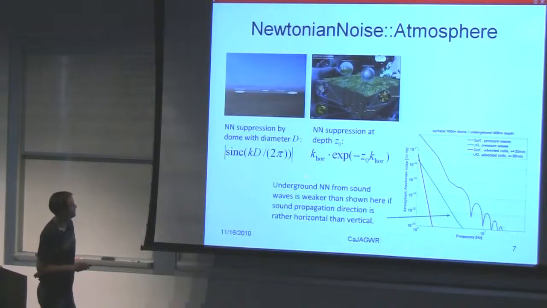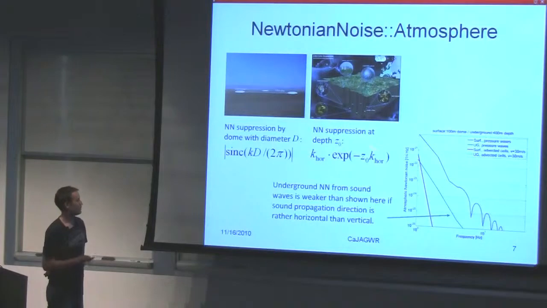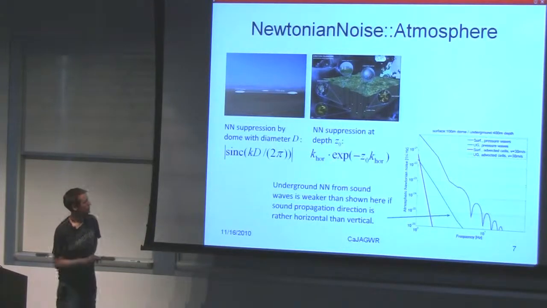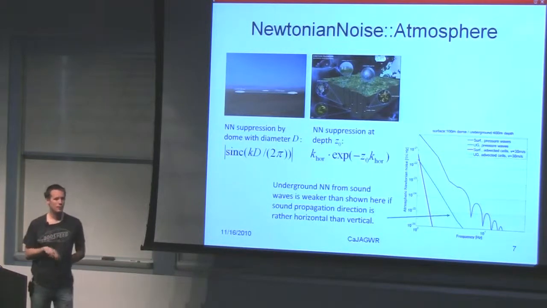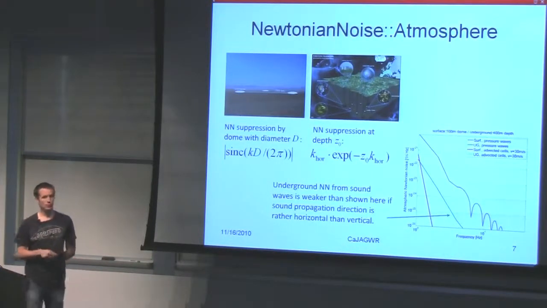you can understand this partially if you look at how a dome is suppressing the Newtonian noise, actually just by a sinc function, whereas here for the Newtonian noise suppression underground you have an exponential function. Not really, I mean, the sky averaged suppression is a little bit more complicated, but anyway, there is this exponential component in this, and that makes it much more effective to go underground.